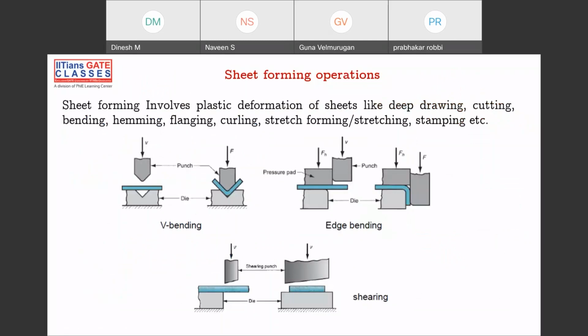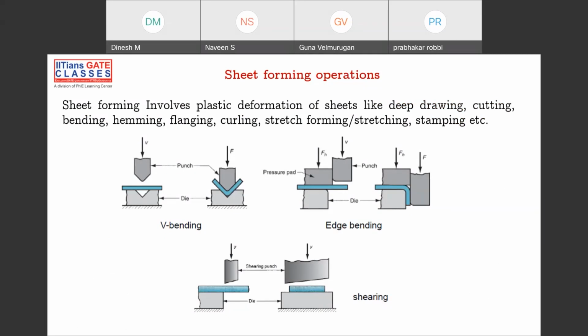In the previous class, we finished the bulk metal forming operations. Now we are going to discuss sheet forming operations. The only difference between bulk and sheet metal forming is that the thickness of the sheet is very small. I mean, the length to thickness ratio is very high, or the thickness to length ratio, T by L, is very small. Compared to the length, the thickness is very small. That is what is meant.